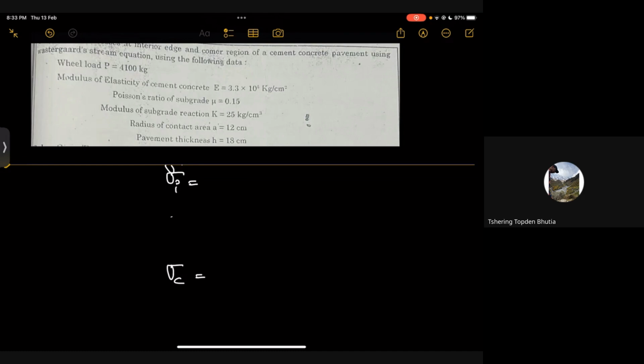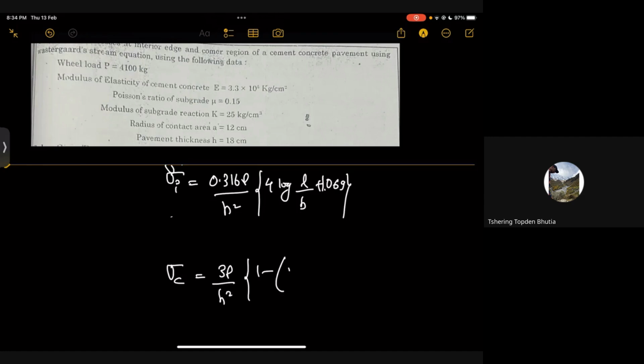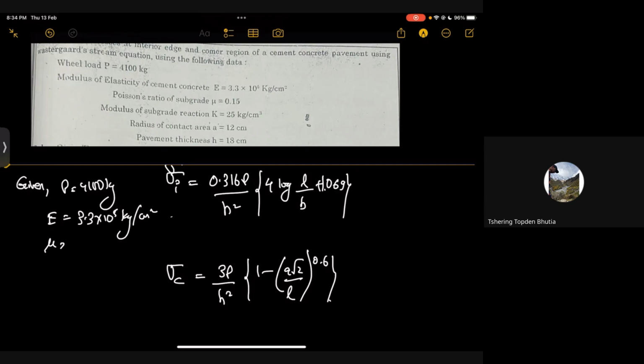So the interior equation we have is 0.316P by h square into 4 log L by B plus 1.069. And for the corner we have 3P by h square into 1 minus a root 2 divided by L to the power 0.6. Now, what we have been given: P is equal to 4100 kg, modulus of elasticity 3.3 into 10 to the power 5 kg per square centimeter, Poisson ratio 0.15, modulus of subgrade reaction is 25 kg per cubic centimeter, radius is 12 centimeter, pavement thickness is 18 centimeters.